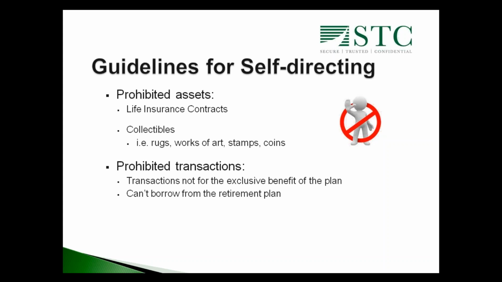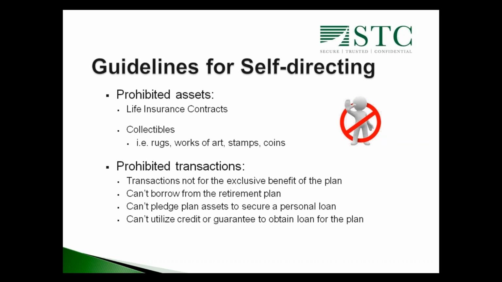You cannot personally borrow from your retirement plan, and you cannot pledge your retirement plan assets to secure a personal loan. They can't be security for a loan that you are getting personally. That is a prohibited transaction. You also cannot utilize your personal credit or your personal guarantee to get a loan for your retirement account.